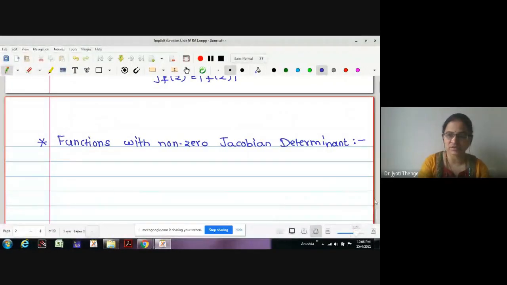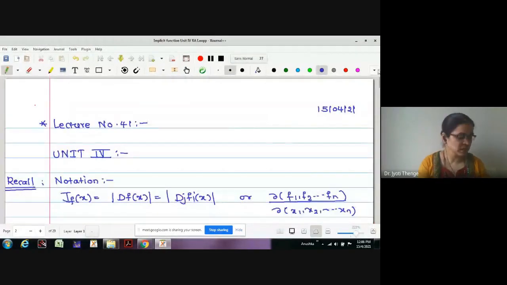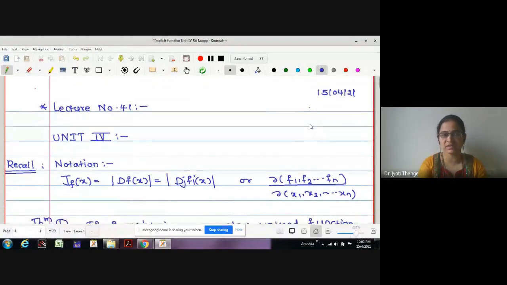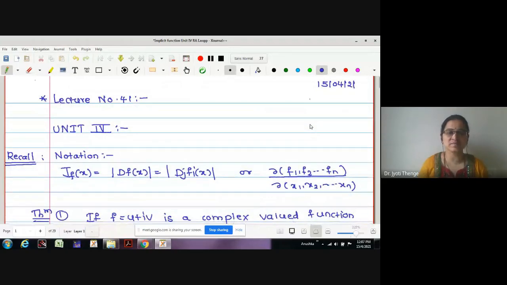In the last lecture, we started a new unit, unit number 4 of the syllabus, implicit function and extremum problem. We have seen in detail how the implicit function works, and why there is a need to study it. Because we know that every implicit function cannot be expressed in explicit form in an easy manner. For that, we need some conditions.